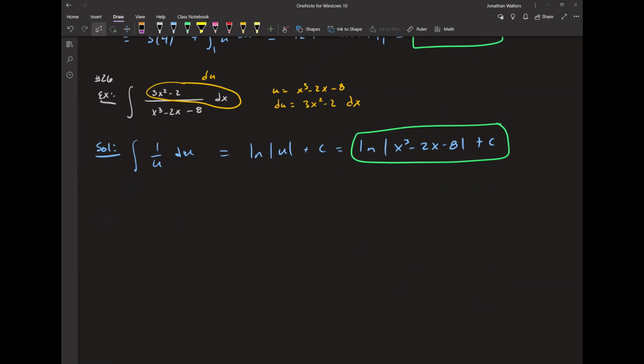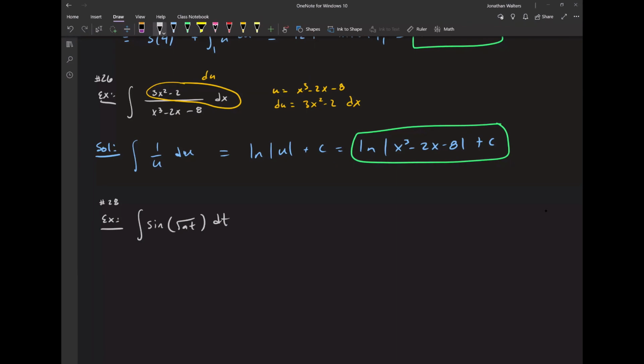Okay. Number 28. Here we go. Pretty sure we did one like this already. Integral sine square root of at dt, squared AT.